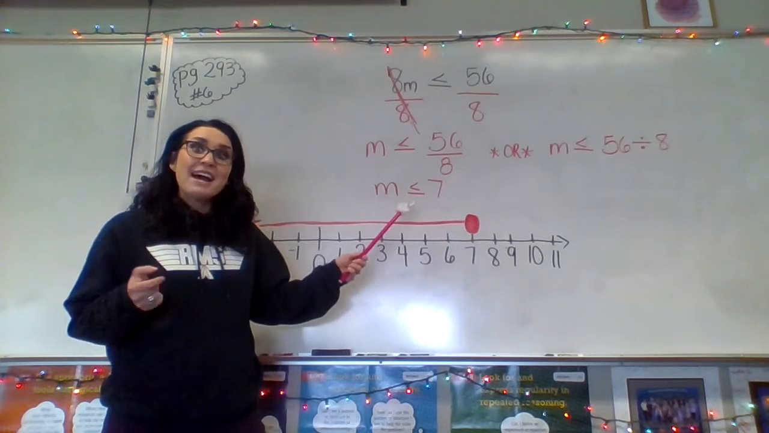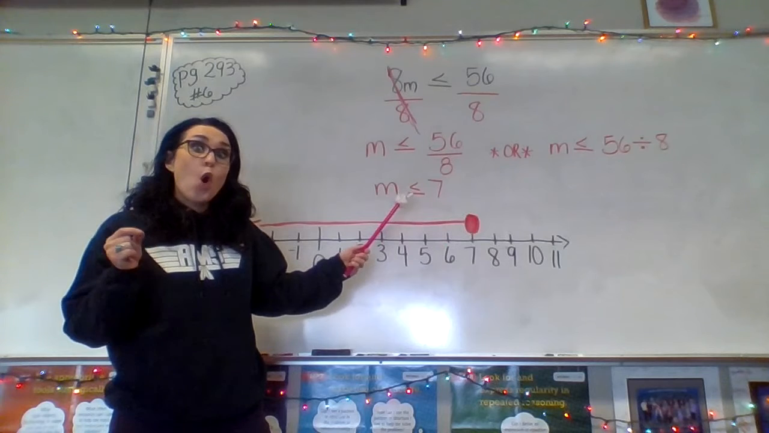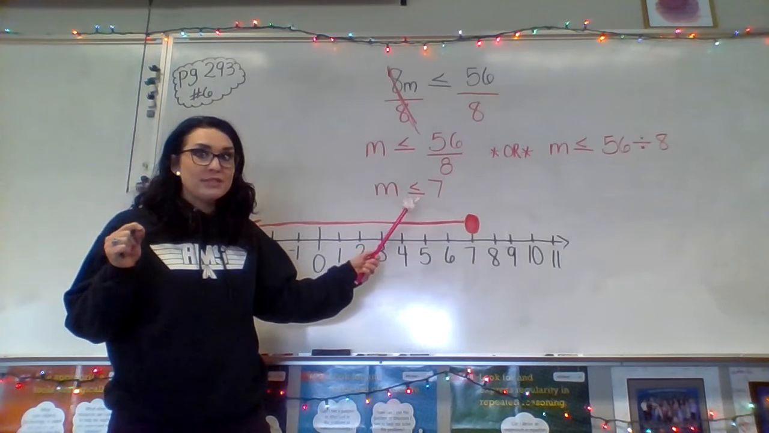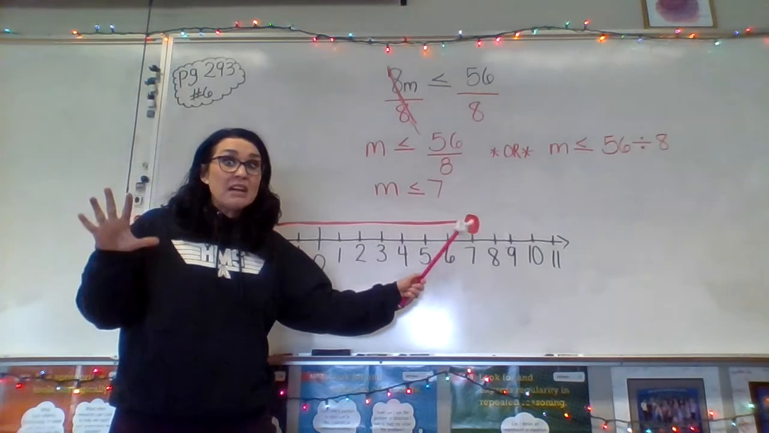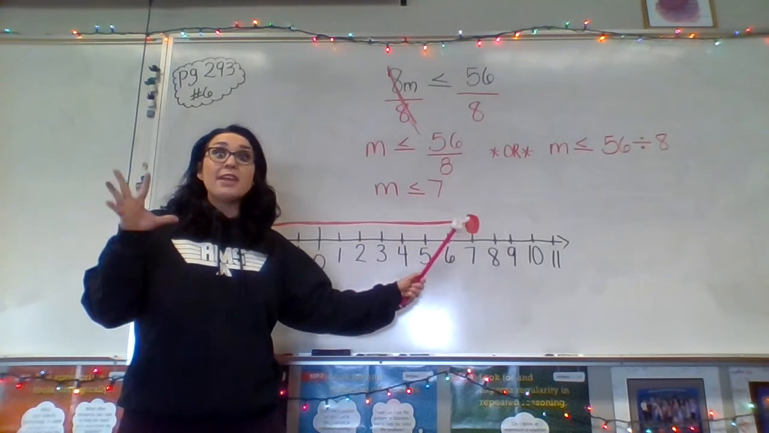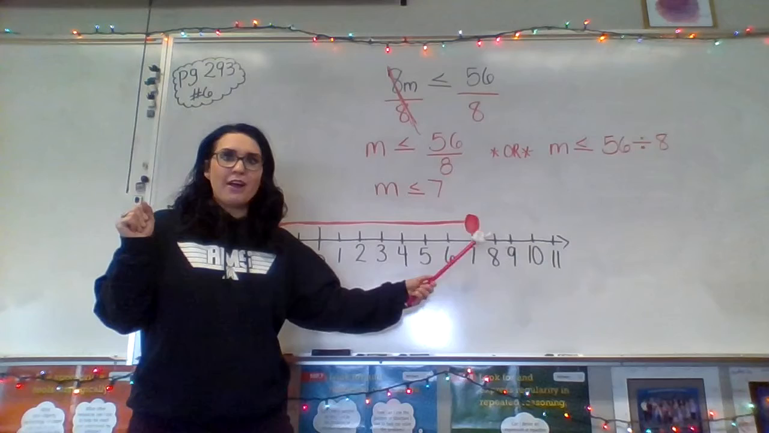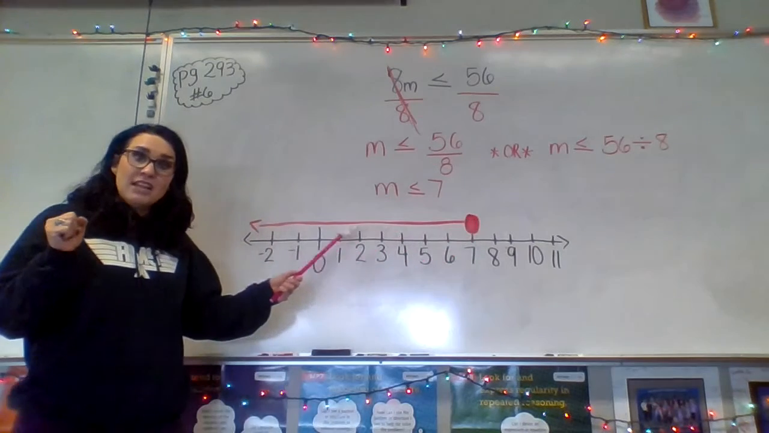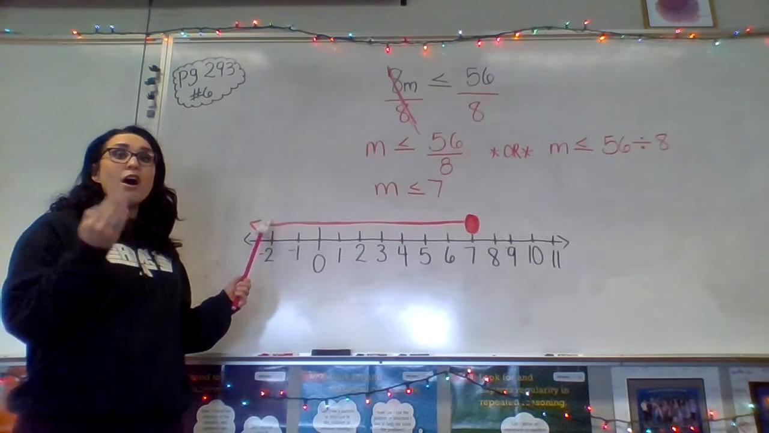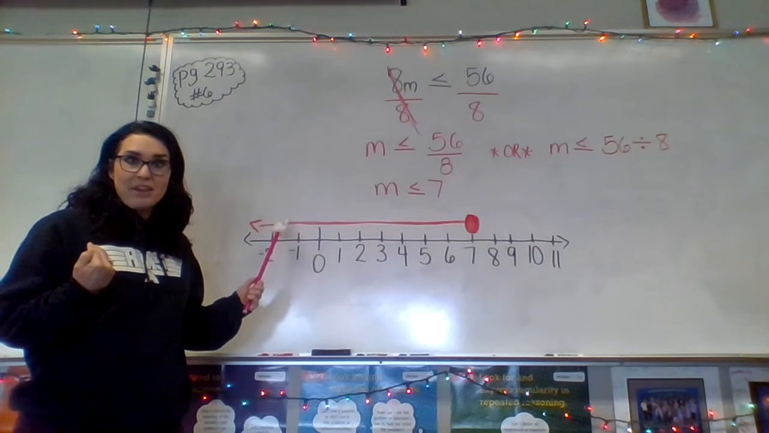Why is it colored in? Because m is less than or equal to 7, right? That "or equal to 7" means that 7 is a possibility, right? That's why we have that closed circle, my friends. Now, since m could also be less than 7, notice that our line is then pointing towards all of the numbers that would be less than 7.